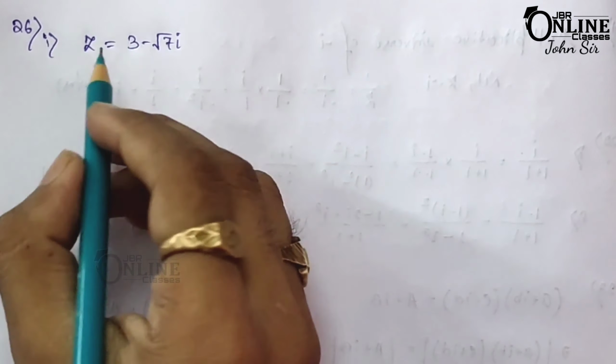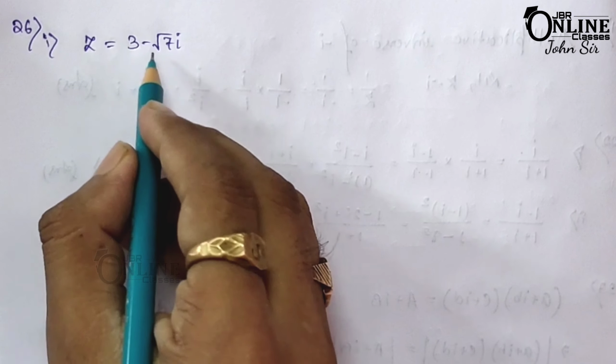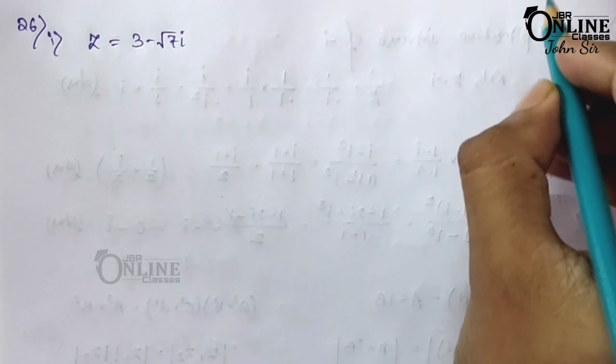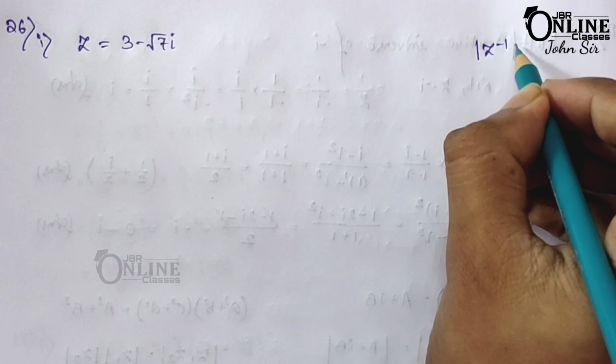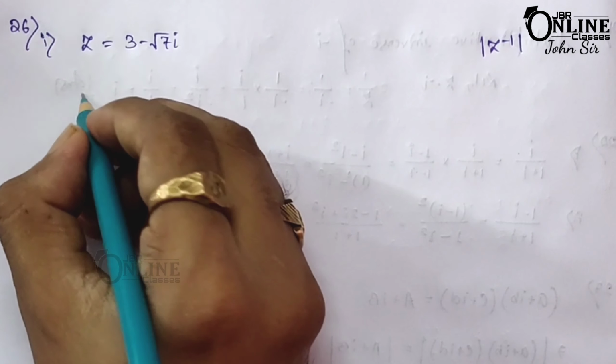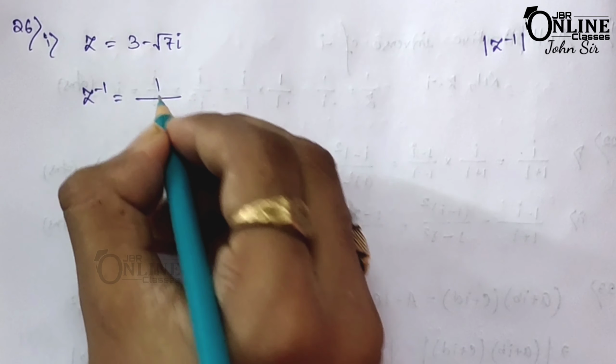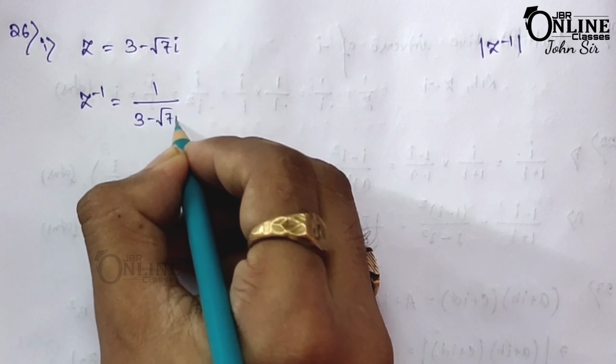Now sum number 26(1). Here z equals 3 minus root 7i, and you have to find out mod of z inverse. So first you have to find out z inverse, that equals 1 by (3 minus root 7i).